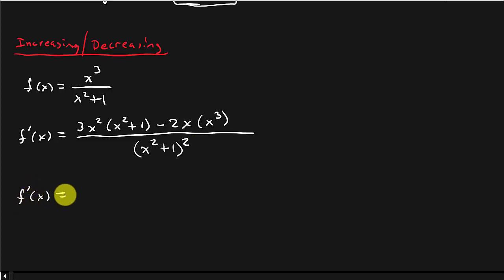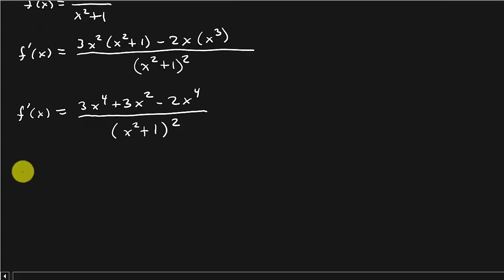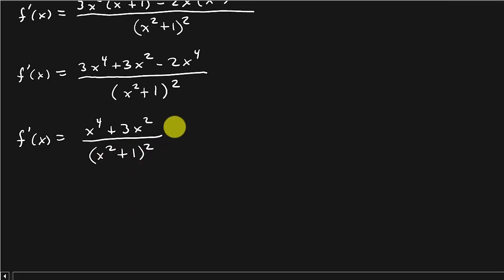And so I get f prime of x is equal to 3x to the 4th plus 3x squared minus 2x to the 4th over x squared plus 1 squared. And so f prime of x is equal to x to the 4th plus 3x squared over x squared plus 1 squared. And I can actually factor out an x squared, so x squared times x squared plus 3 over x squared plus 1 squared.